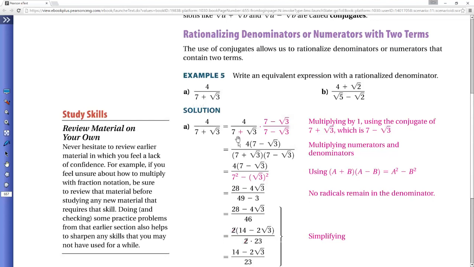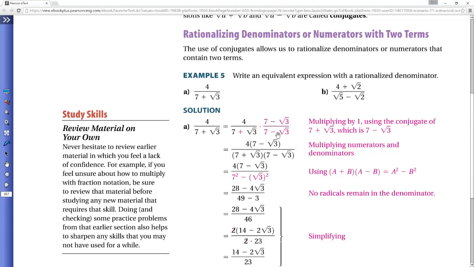What I need to use is the difference of squares. If I take 7 plus the square root of 3 right here, and I multiply that times 7 minus the square root of 3, I have a difference of squares scenario, which is a strategy that I use. But also, if I want to do anything to a fraction and not change the value, I have to remember I'm multiplying by 1. 7 minus the square root of 3 over 7 minus the square root of 3 is equal to 1. So I'm not changing the value.